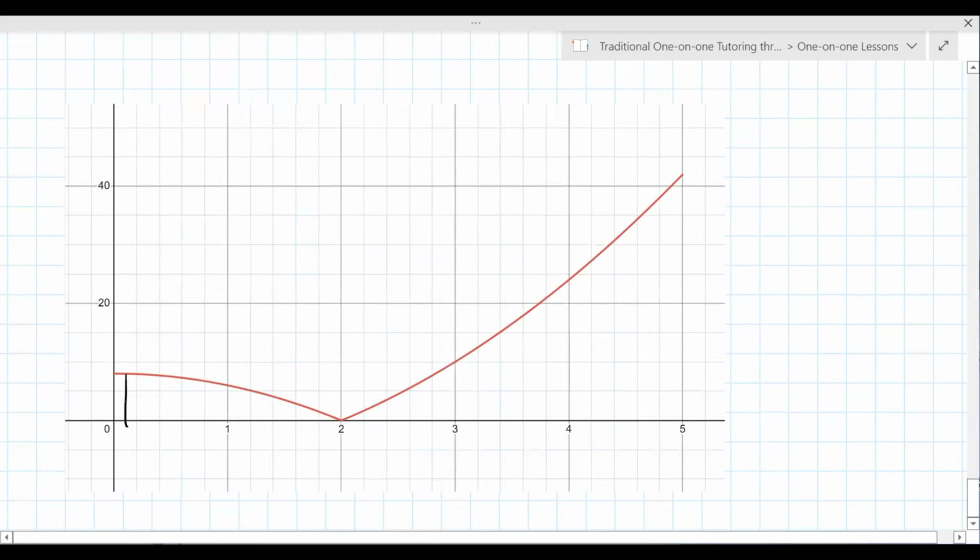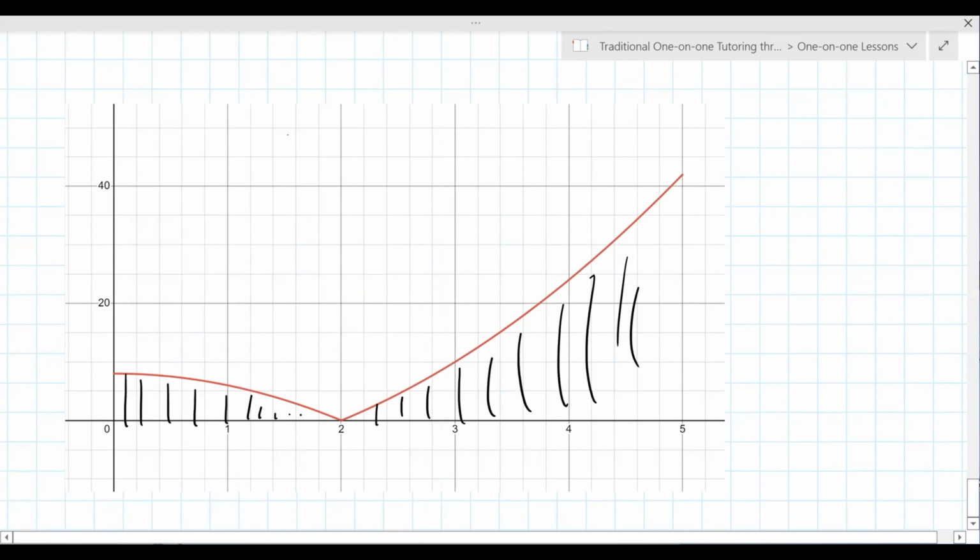So now all the areas are positive. If you integrate from 0 to 5, absolute value of 8 minus 2x squared dx, that should give you your answer.